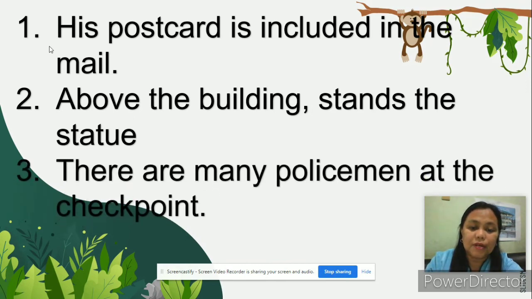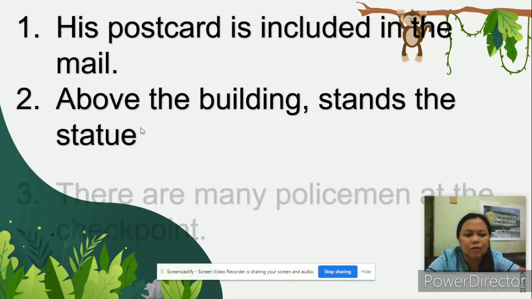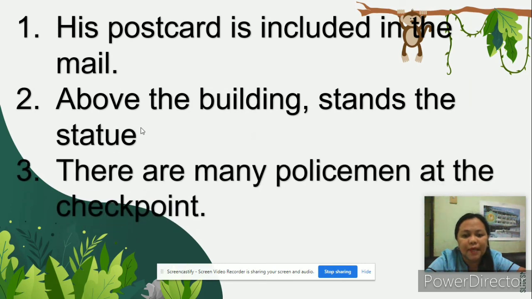Number three, there are many policemen at the checkpoint. So, as you remember, sentences that begin with there and here are inverted sentences. So this is the clue. There are. Okay, so there are many policemen at the checkpoint. So sentences that begin with there and here are inverted sentences.